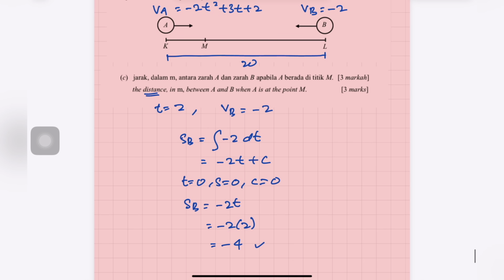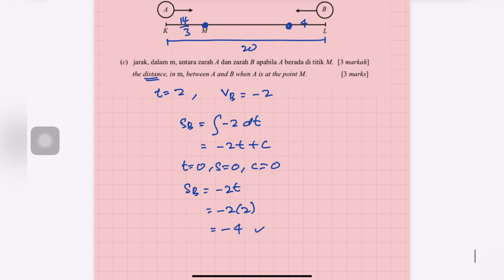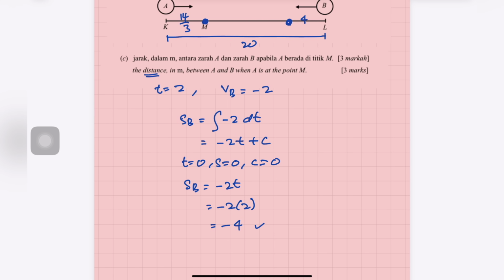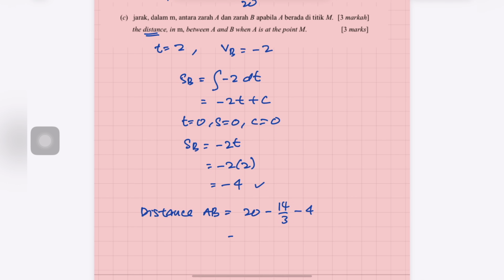Just now, from K to M was 14 over 3. Now here it is negative 4. So this is particle A, and this is particle B. To find the distance AB, we subtract. So distance AB equals 14 over 3 minus negative 4, and this equals 34 over 3.